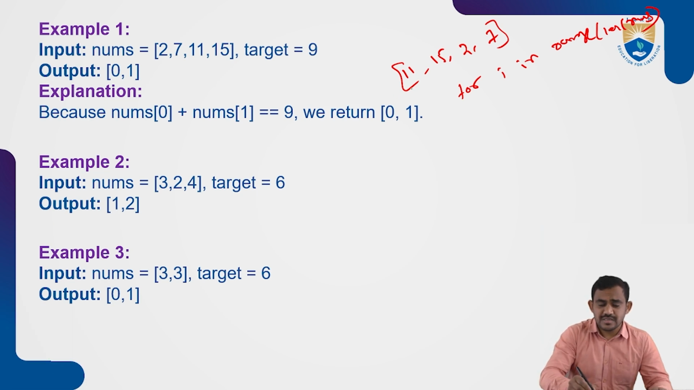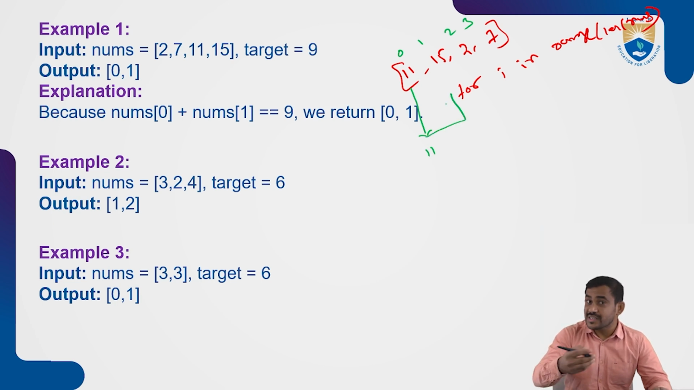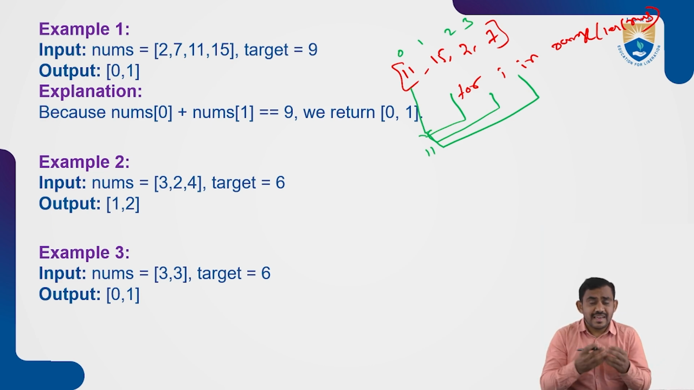Now suppose this is my 11, we can't say 11 like a 0. So this is the 0th index, 1st index, 2nd index, 3rd. We can't say whether the 0th index value and the 1st index value can reach the target, because we don't know which numbers we have in the list. So we need to travel one by one, index wise. Suppose 11 and 15, not equal to your target. Again 11 and 2, not equal to your target. Again 11 and 7, not equal to your target. So using 11 I can't reach my target.